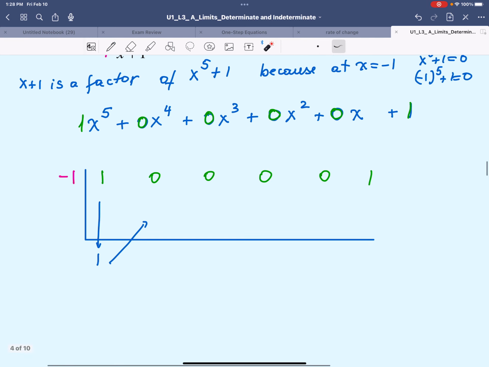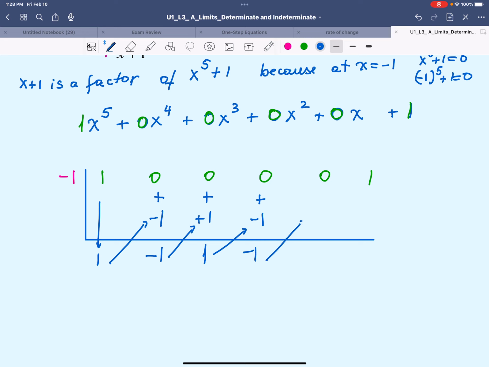Multiply 1 by negative 1. So that will give negative 1. Write it down here. Add them. Negative 1. Again, same process. Whatever you get here, you multiply by negative 1. That's a positive 1. You add them. That's 1. Again, same thing. 1 times negative 1. That's negative 1. We add them. That would be negative 1. Again, multiply negative 1 times negative 1. It's a positive 1. Add them. 0 plus 1 is 1.